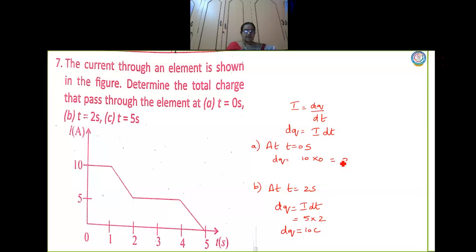Okay, next. Third case. At t is equal to 5 second. Again the formula, dq is equal to I into dt. Where is t is equal to 5 second? Here. But what is the value of current here? Current is going to be 0 at this point. So in that case, charge will be equal to 0. So these are the three answers. Very simple sum. But here we talk about instantaneous current, that is why I have taken dq by dt.